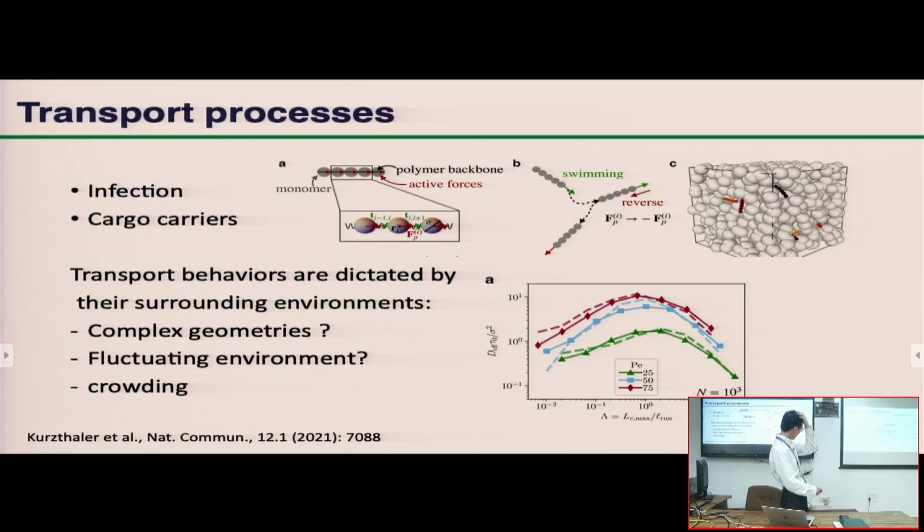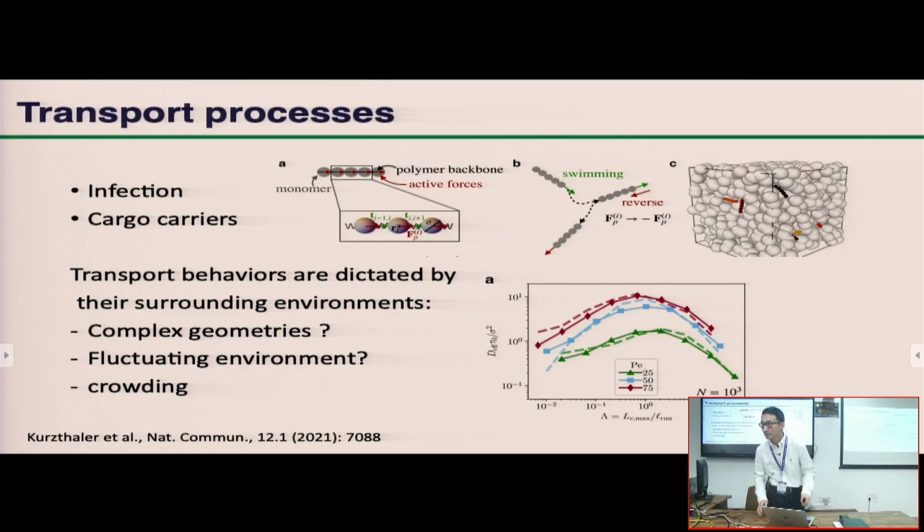Okay, so if you think about these transport behaviors, they're dictated by their surrounding environments. And if you think about these things, either infection or carriers, they're often in a complex environment in the sense that there's flow, the geometry is non-trivial, and there are potentially other things in there, other particles that are going to crowd the environment, okay?